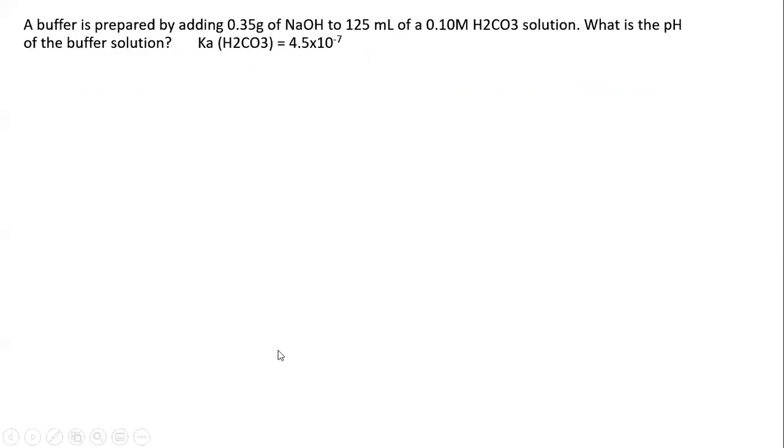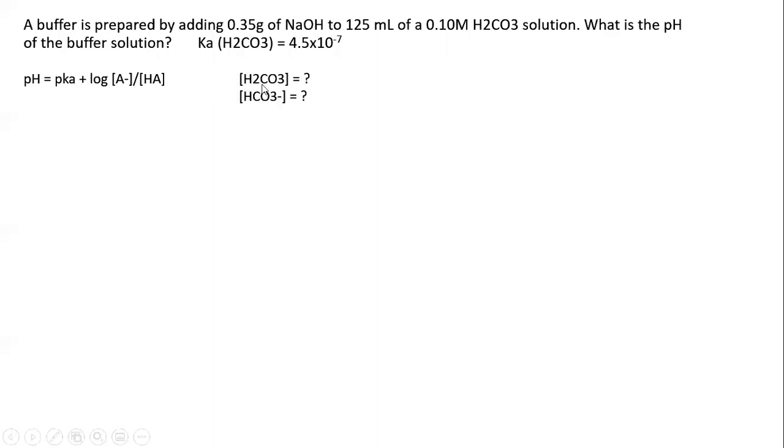Now, a different take on calculating the pH of a buffer solution. Here we prepare a buffer by adding 0.35 grams of sodium hydroxide to 125 milliliters of 0.1 molar carbonic acid solution. What is the pH of the buffer? And it gives us the Ka of carbonic acid. So again, we're using the Henderson-Hasselbalch equation.